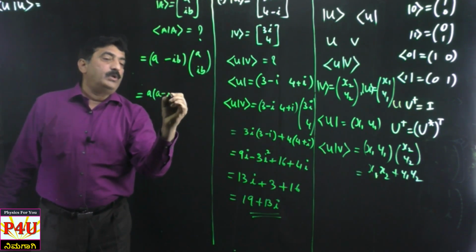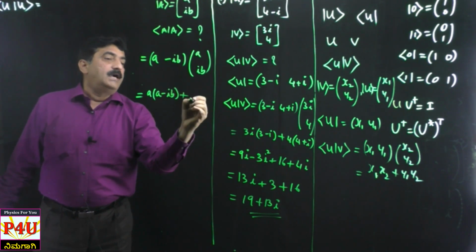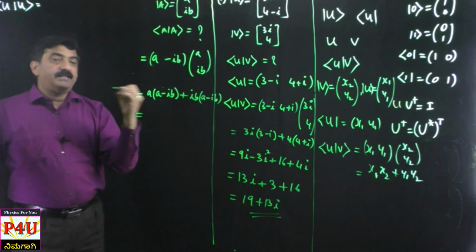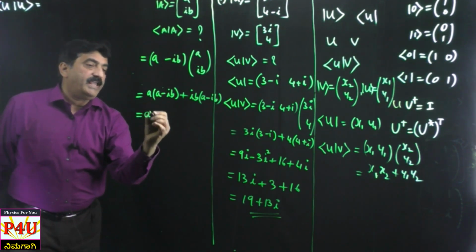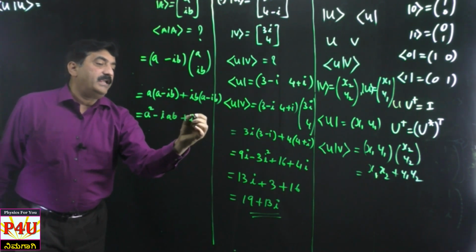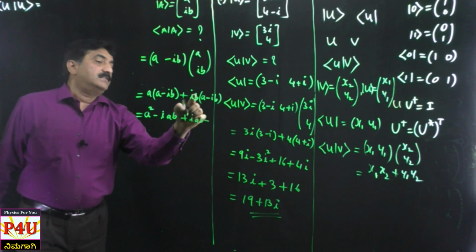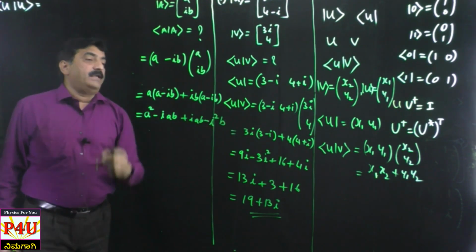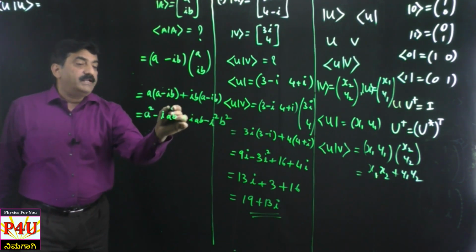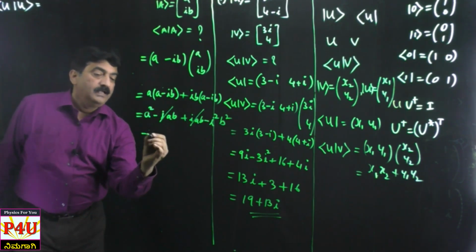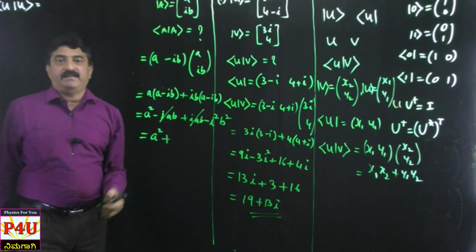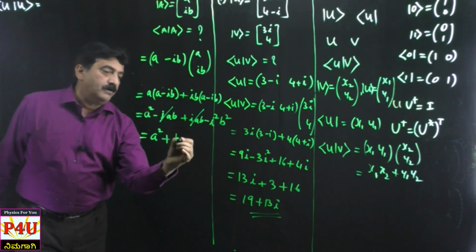That is (a − ib)(a + ib), which is equal to a square plus i ab minus i ab minus i square b square. Minus i and plus i cancel. This will be a square plus, yes sir, because it is i square, minus i square is plus b square.